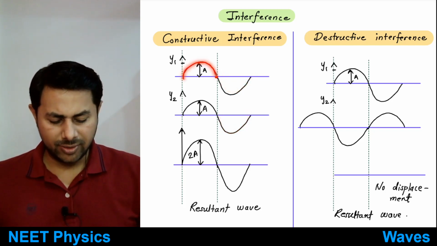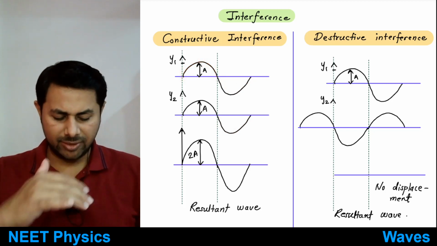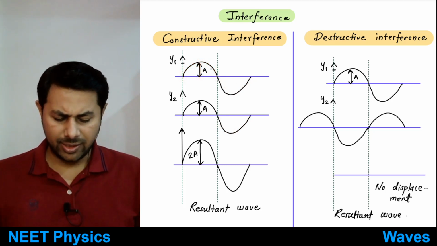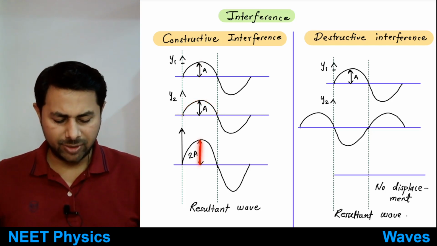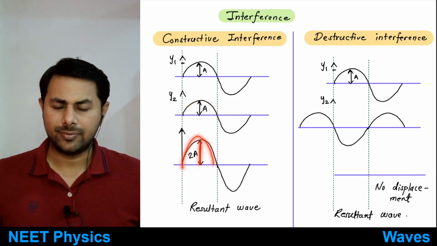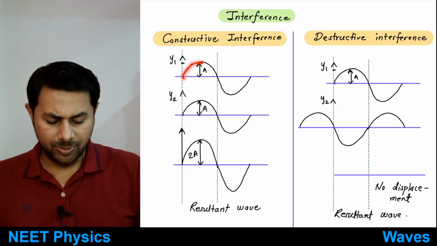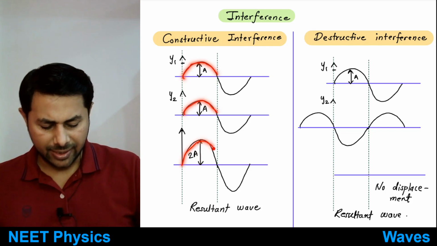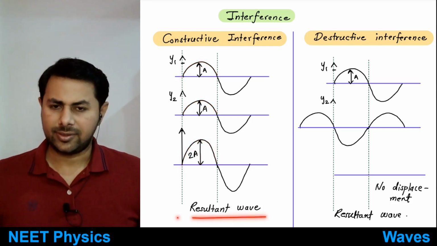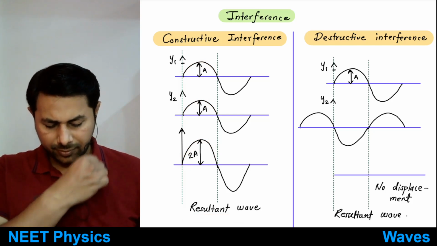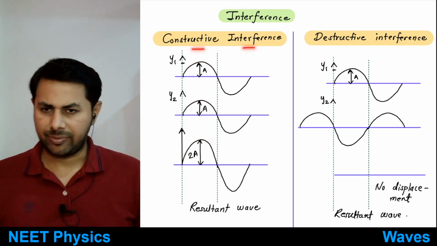Then this wave produces a displacement of a, let's say, and this one produces a displacement of a, so the total displacement of this point would be what? 2a, right? So the displacement produced by this one plus the displacement produced by this one just gets added up, and therefore the resultant wave will look like this. So this is known as constructive interference.